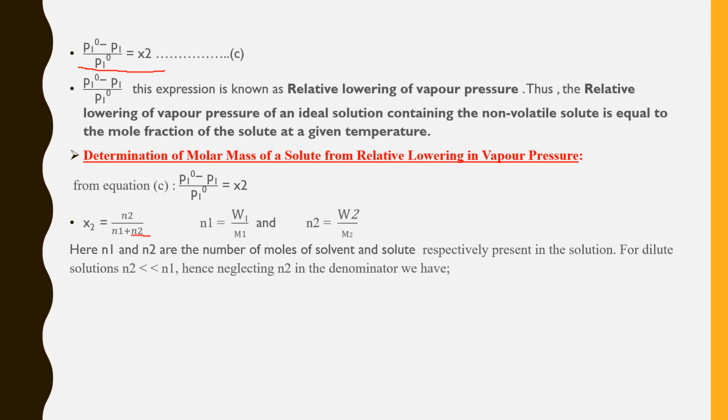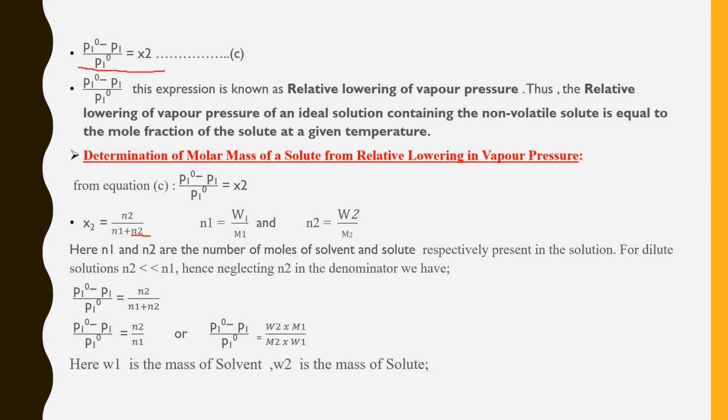So as we neglect it, we get the equation: P1 naught minus P1 upon P1 naught, that is the relative lowering in vapor pressure, is equal to the number of moles of solute divided by the number of moles of solvent. On putting the values of N1 and N2 into this equation, we will get this. Here W1 is the mass of solvent, as we have already discussed, W2 is the mass of solute, M1 is the molar mass of solvent and M2 is the molar mass of solute.